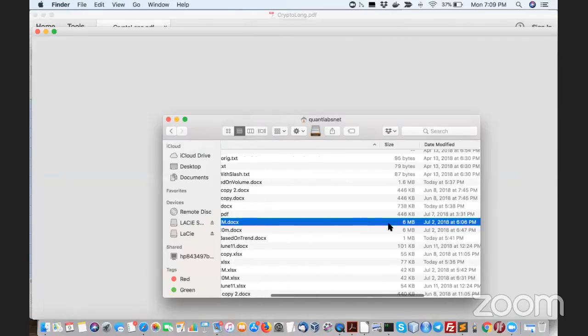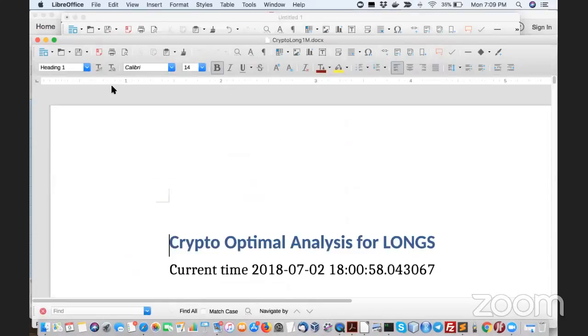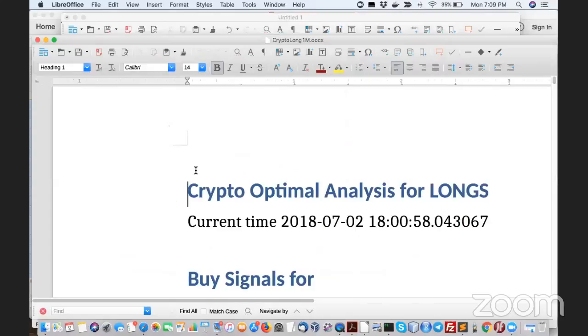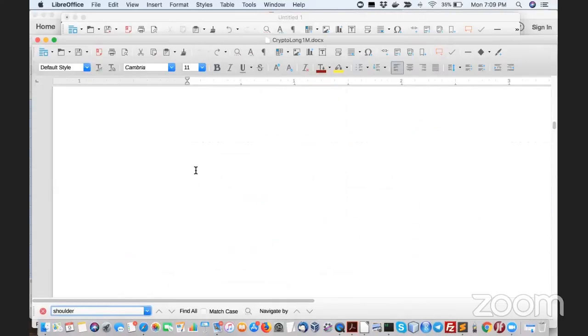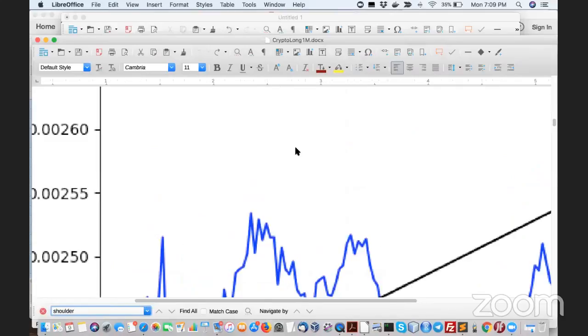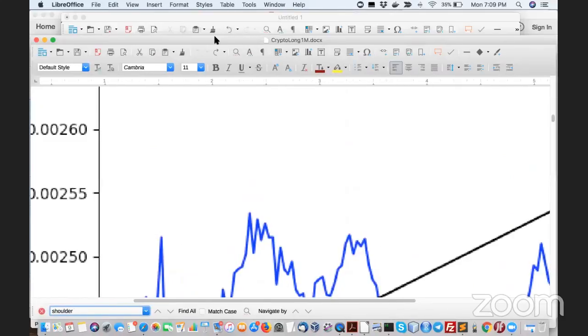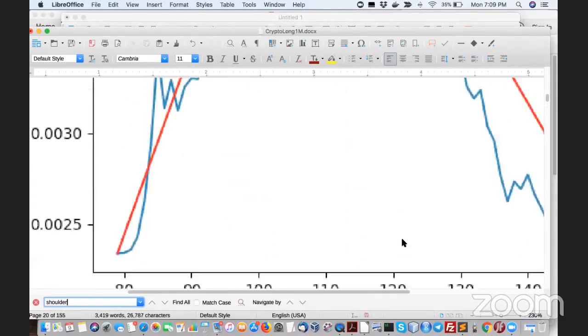This is a very long document. It's probably a couple of hundred pages. This is a 6 meg Word doc, and it's going to take quite a length of time to. Oh, there we go. Okay, so if I look up shoulder, what we're referring to here, as an example, is this chart here. Let me see if I could scrunch this puppy down.